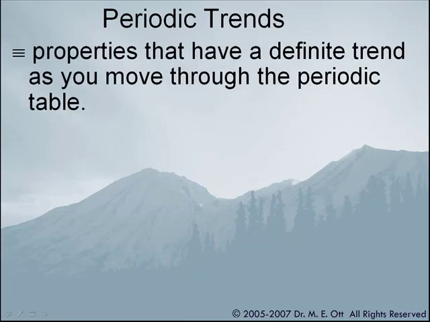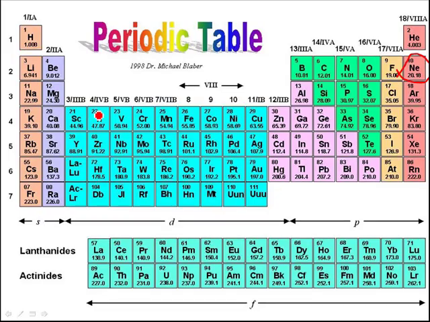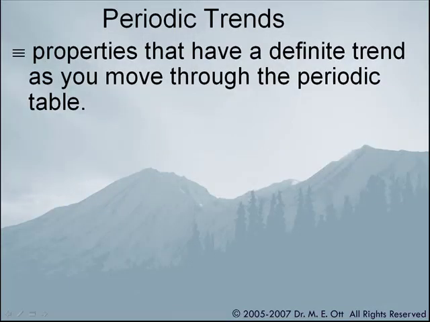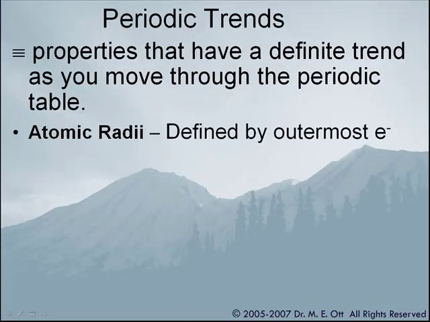Now, a periodic trend is some measurable property that has a definite trend as you move through the periodic table. When I say move through the periodic table, I mean as we're looking in a particular column, going left to right on a periodic table or up and down on the periodic table, some sort of general trend. That's what I mean by periodic trend. And so the first periodic trend we're going to talk about is that of atomic radius.